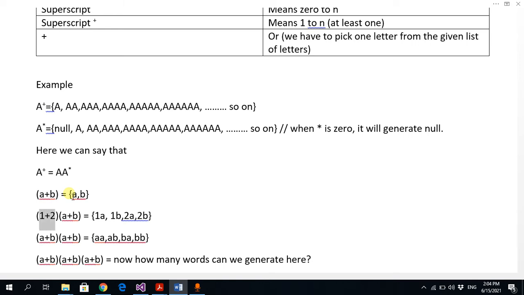So if we pick 1 from the first set and a from the second set, we get 1a, and if we pick 1 from the first set and b from the second set, it becomes 1b, and if we pick 2 from the first set and a from the second set, it becomes 2a, and if we pick 2 from the first set and b from the second set, it becomes 2b. So these are the words of this language.